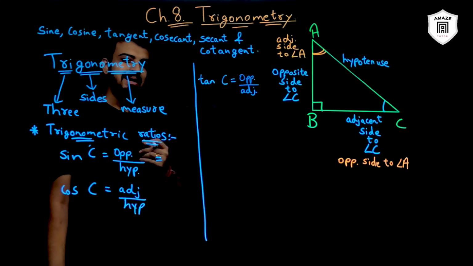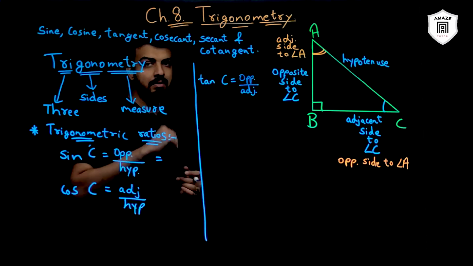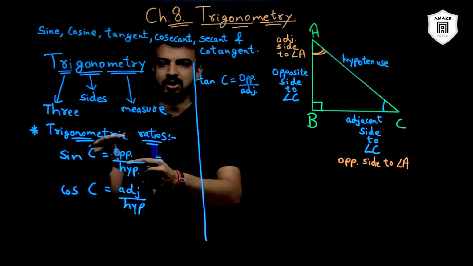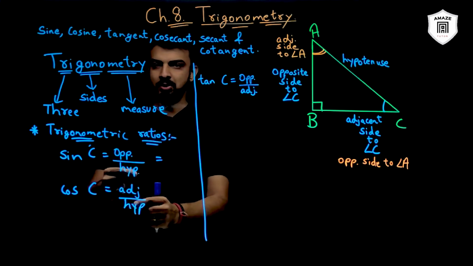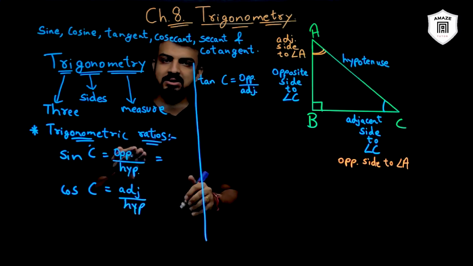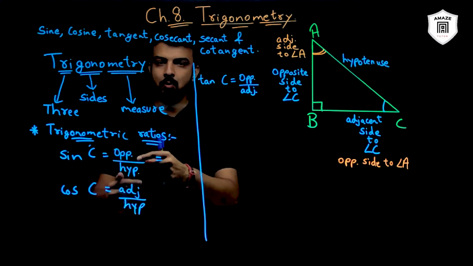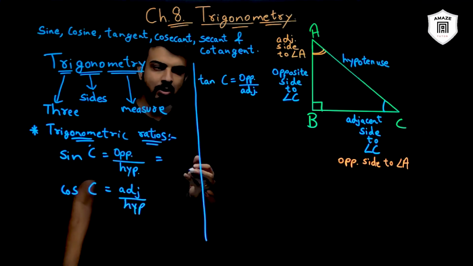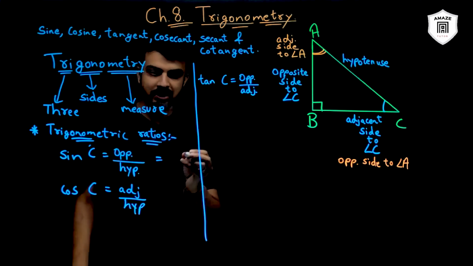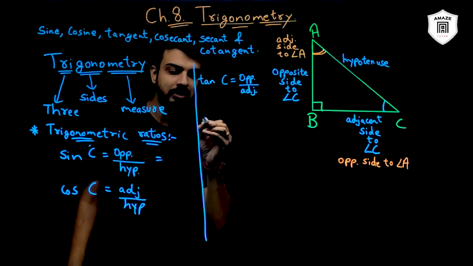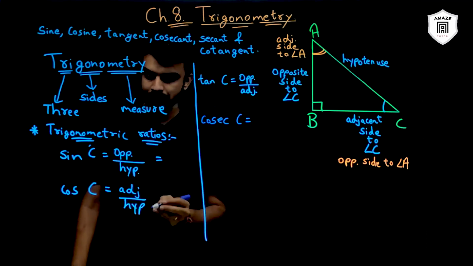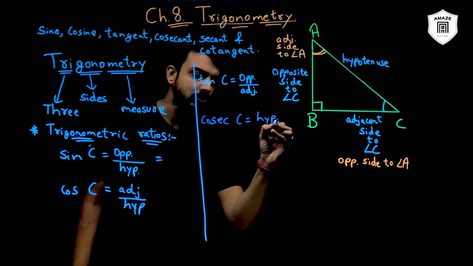These three ratios are done. Now the other three are just the reciprocals of them. Opposite upon hypotenuse becomes hypotenuse upon opposite, adjacent upon hypotenuse becomes hypotenuse upon adjacent, and opposite upon adjacent becomes adjacent upon opposite. So let me write down sine, cos, tan. Now cosecant is just the reciprocal of sine C. In short, it is written as cosec. Cosec of angle C is hypotenuse upon opposite.